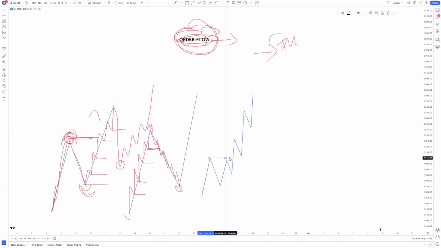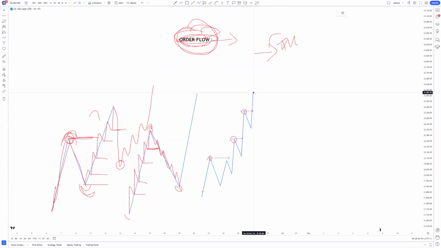Now that we had this break of structure, what do we have? Another break of structure. All of them are basically breaks of structure. This one too is a break of structure. Now we are going to move back because now we have taken out liquidity from this high. We took our liquidity from this high. We took our liquidity from this high.